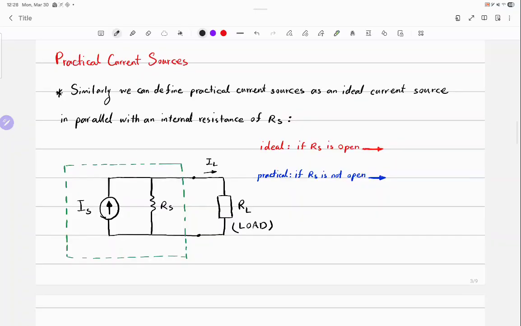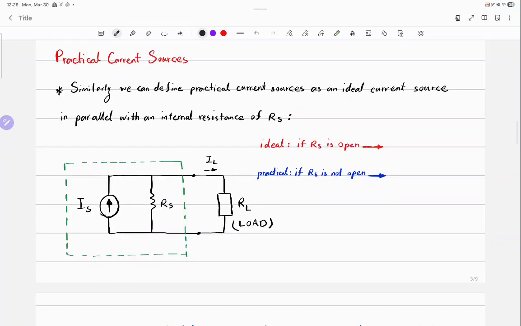Practical current sources. Same story, or I would just say it's the dual of what we talked about in practical voltage sources. So current sources ideally will give all IS to the load. But in practice, you have some resistor in parallel, remember, in parallel with the current source. Now, in order to understand this, I'm going to ask you this. If RS is open, let's open RS. How much current will pass through the load?